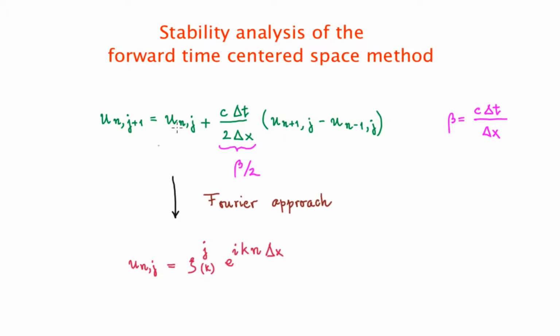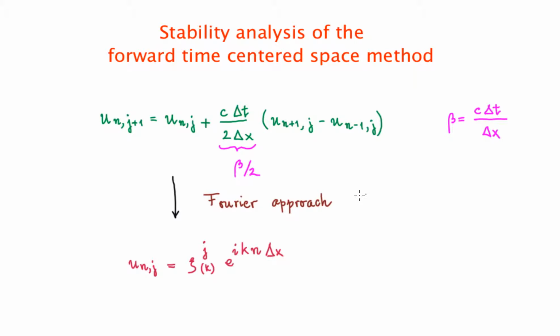Once we have derived the finite difference representation for a particular method, in this case the forward time centered space method, we have to analyze the stability of this method in order to be sure of the convergence of the method. Remember the Lax theorem. So here we're going to analyze this stability. We're going to follow the Fourier approach, and as you see, it's very straightforward.